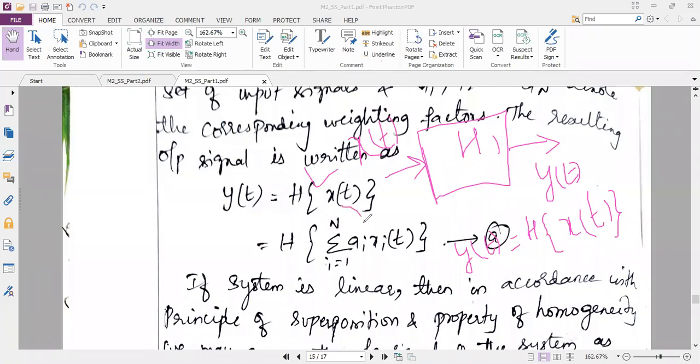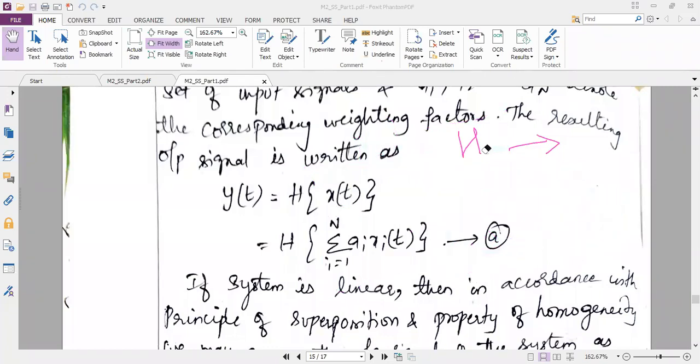But my x of t is not a single input signal, it is a sum of the input signals. So the very first equation I wrote, the same thing I am substituting here: H of summation i equals 1 to n of ai xi of t. I am keeping this as equation A because I am going to compare the equations later and prove that the system obeys the linearity property.